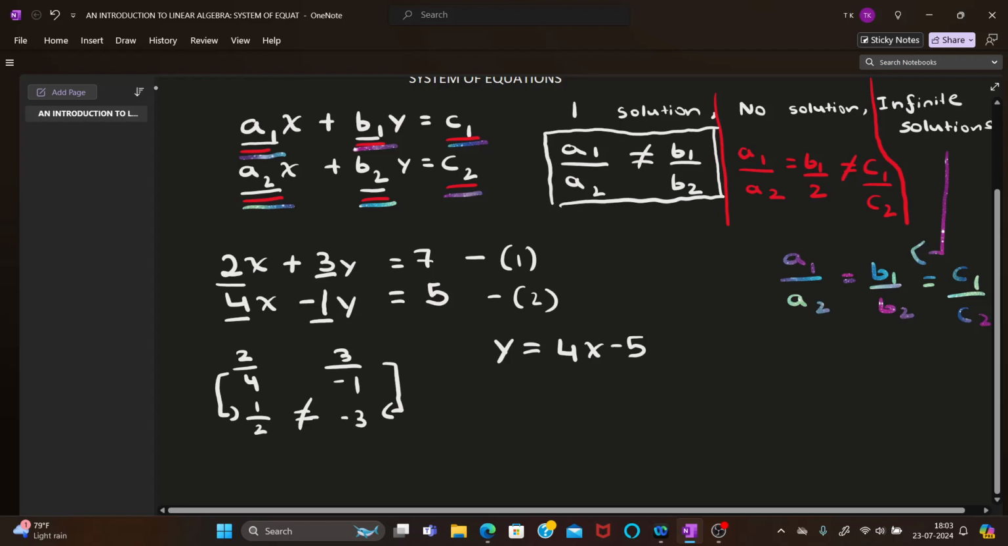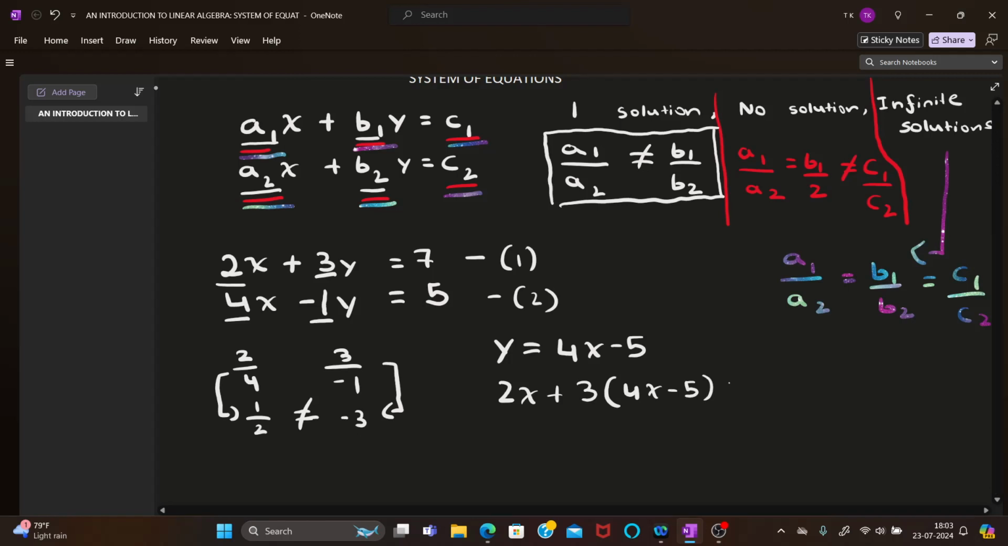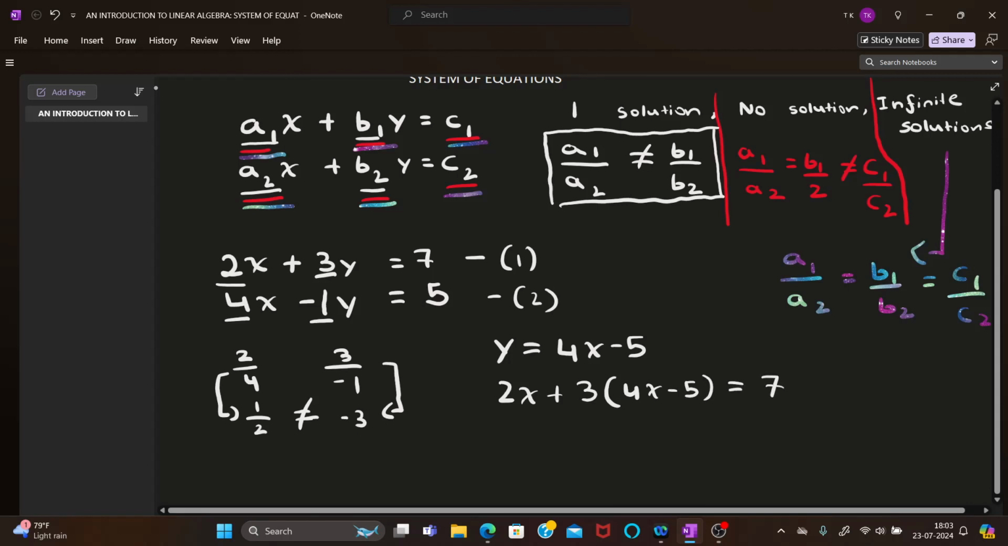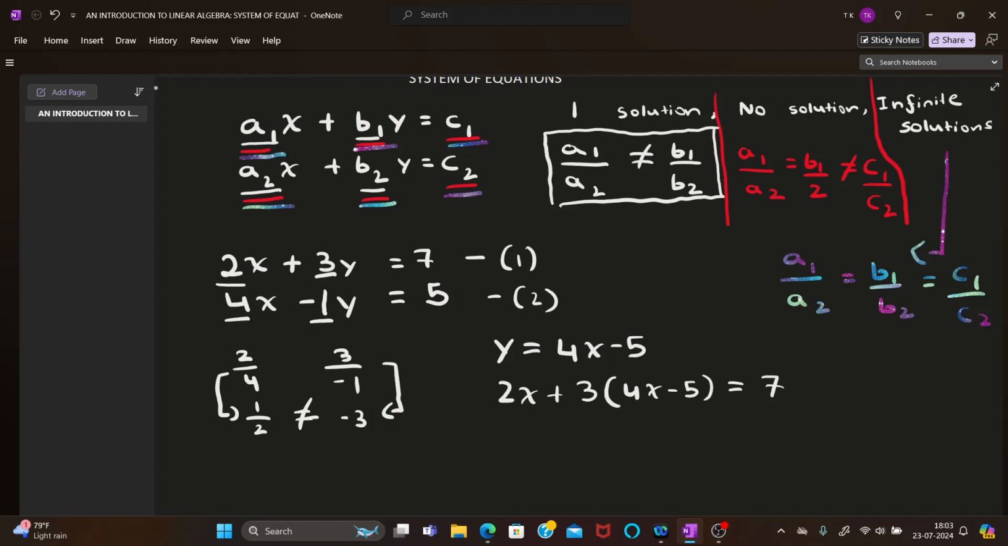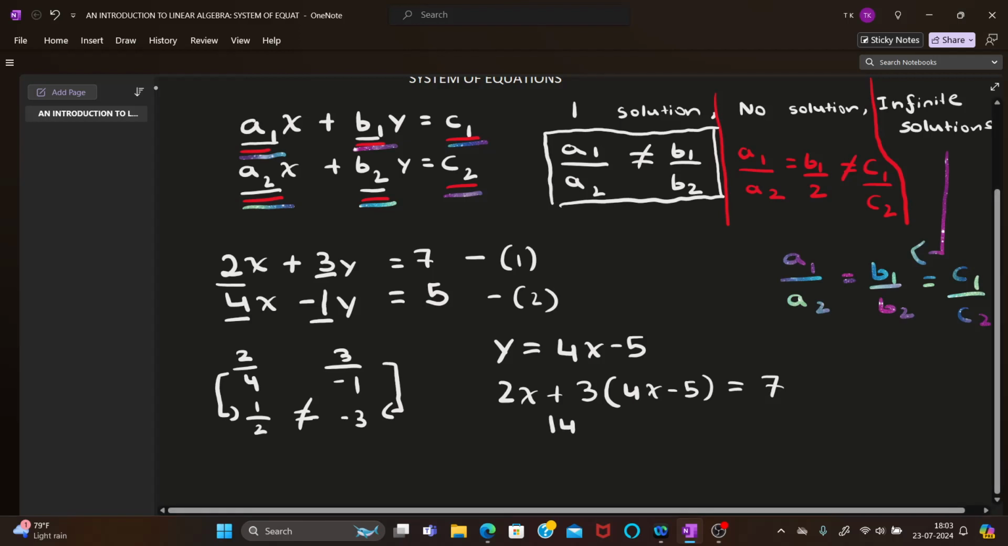And we can plug this into equation 1. So you would get 2x plus 3 into 4x minus 5 is equal to 7. So it's the same as equation 1, but instead of y, I've plugged in 4x minus 5. And if we expand this, you'd get 14x minus 15 is equal to 7.